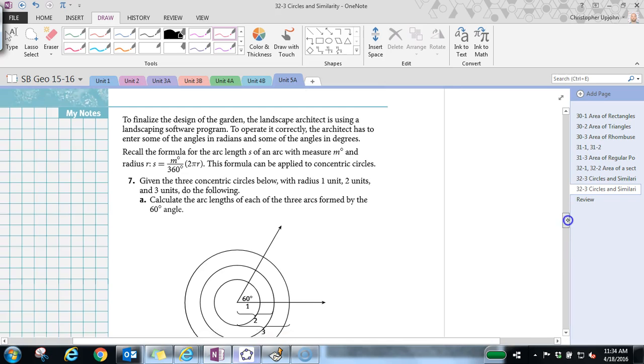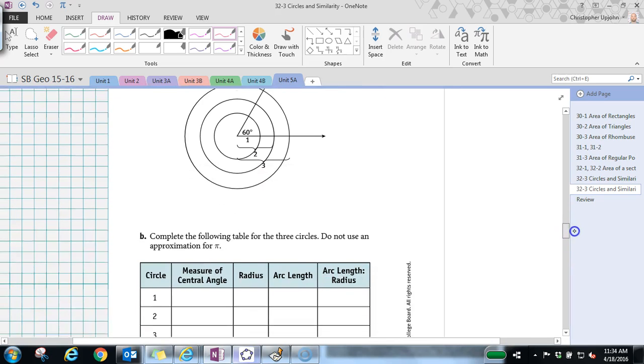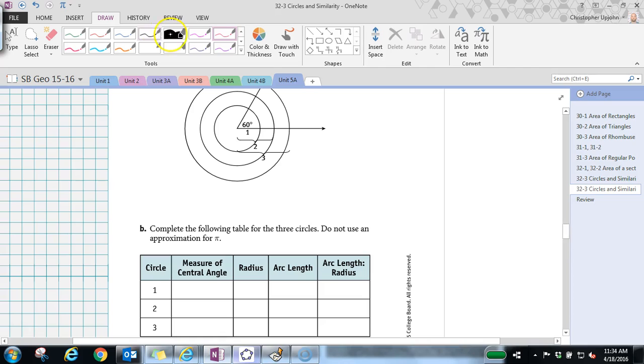Alright, now we're going to be looking at these 3 concentric circles, which means they share the same center. And we're going to find the radius, the arc length, and then the ratio. Again, important stuff. Angles are all 60. Radius of circle 1 is 1, circle 2 is 2, and circle 3 is 3. Arc length, remember, is the measure of the arc over 360 times the circumference, 2 pi r.